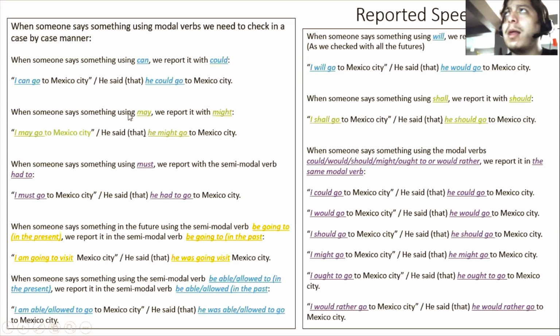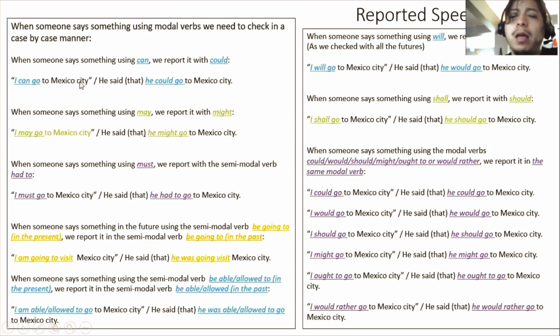Now, then we have this other thing. This other thing is with modal verbs. With modal verbs, well, we have more examples because it is a little different. We have all the time tenses. We checked all the time tenses. The simple present changes to simple past, the simple past to past perfect, etc. We have all of that. But in this case, when someone is using a modal verb, we need to check in a case-by-case way.